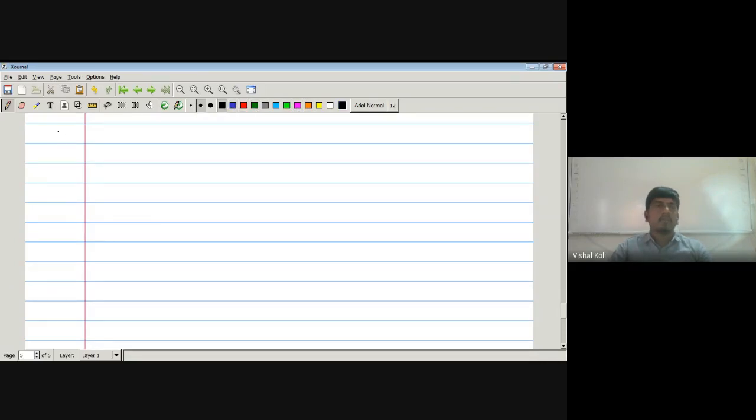For example, first one, the set of natural numbers with respect to addition is a groupoid. For a groupoid, we have to check only the closure property. That is, if you take any two natural numbers, then their addition must be a natural number. Therefore, the given set N with respect to binary operation plus is closed. Therefore, it is a groupoid.